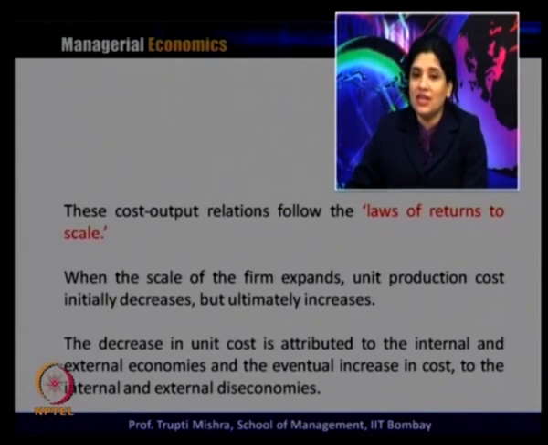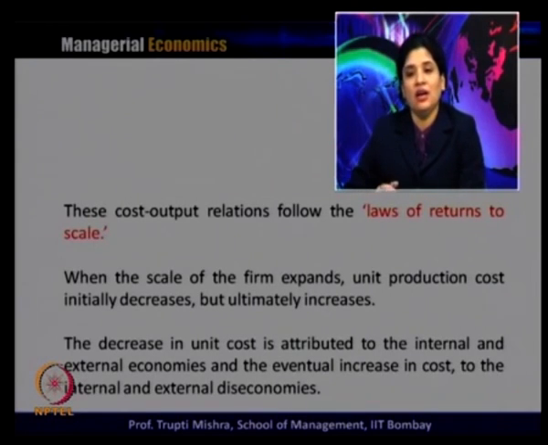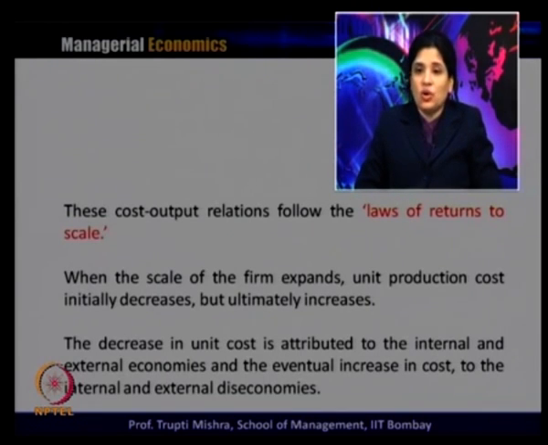So, the cost output relation in the case of the long run follows the law of returns to scale. When the scale of the firm expands, the unit production cost initially decreases, but ultimately it increases. Initially, when the level of output increases, the unit production cost decreases, but beyond the minimum cost of production, the unit production cost generally increases.